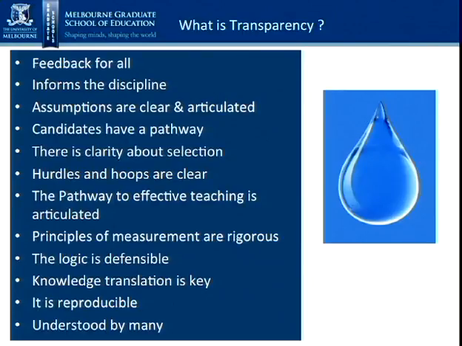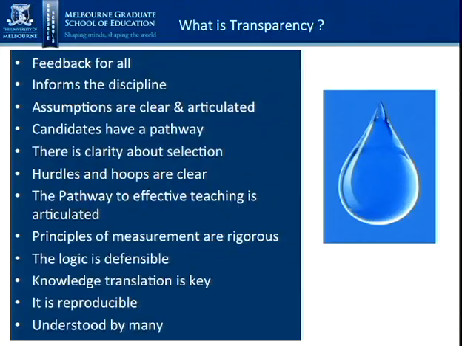Whatever we choose to do in terms of selection, our candidates and our teacher educators need to be clear what the pathway is. It needs to be clear and articulated. So, in terms of selection, the hoops, the hurdles for everybody are obvious. Everybody has a chance to jump. The pathway for effective teaching is very clear, regardless of the context. And that comes back to having that plan right at the beginning. What do we want our teacher education students to achieve?